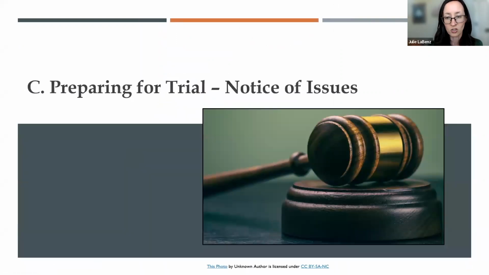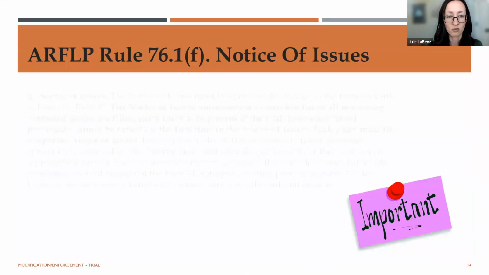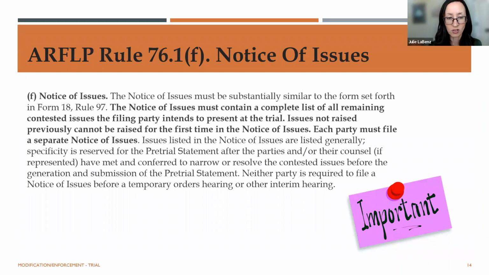Now, there's also a requirement of this document called the Notice of Issues. This is under Rule 76.1(F). There is a set form for this, which we'll go over in a minute. The Notice of Issues must contain a complete list of all remaining contested issues the filing party intends to present at the trial. Issues not raised previously cannot be raised for the first time in the Notice of Issues. Each party must file a separate Notice of Issues.